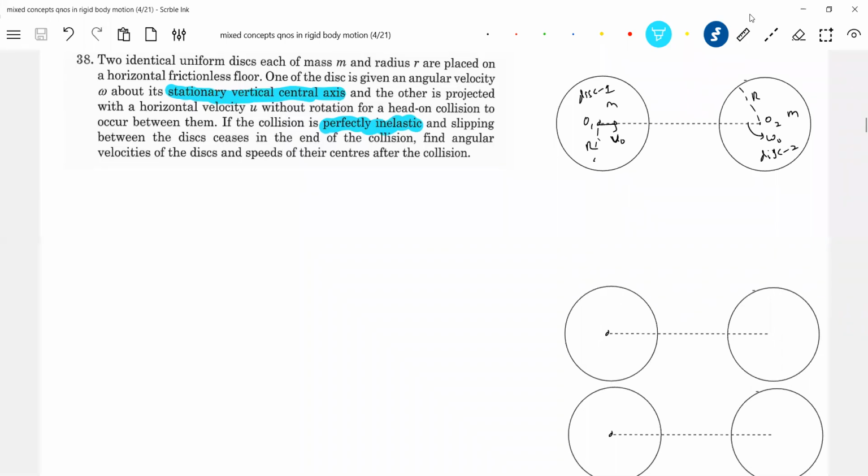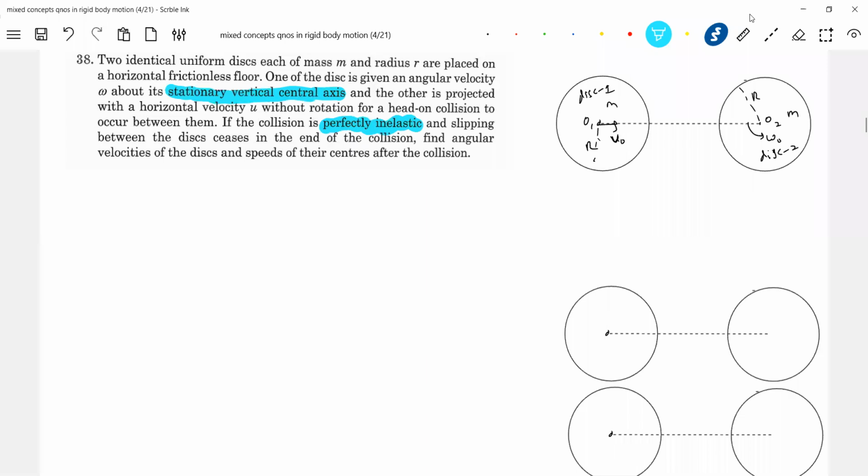Now, don't put rolling. I think it reads horizontal frictionless surface. They're lying, so it's simple. Two carom board coins: this coin is rotating and this coin is moving towards it, and they're kept on a smooth horizontal surface. So don't draw like this. Sir, here rolling friction will act. Smooth horizontal frictionless surface. Horizontal frictionless floor.